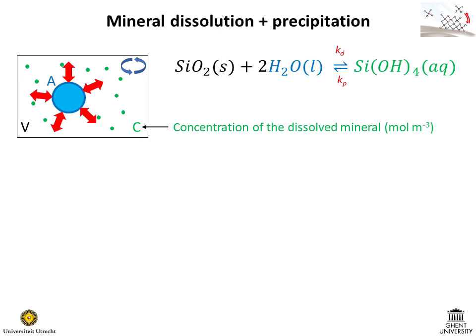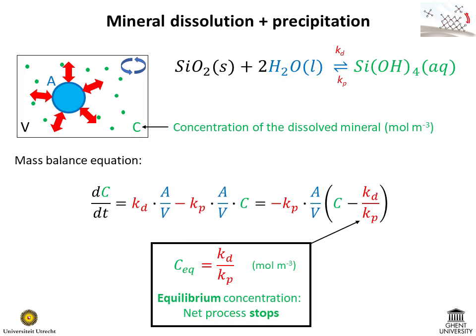In the last step, we consider both processes together. The mass balance equation describing the rate of change in the silicic acid concentration will have two terms, one describing the dissolution and the other one describing the precipitation. We can rewrite this expression by using some simple algebra.